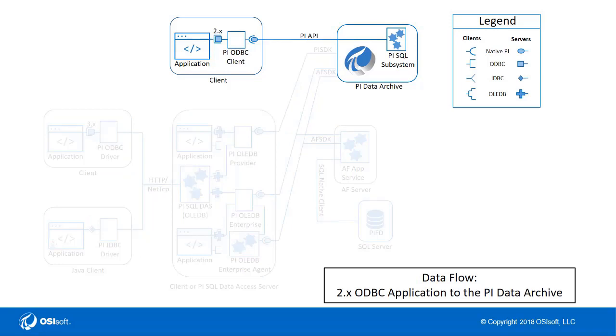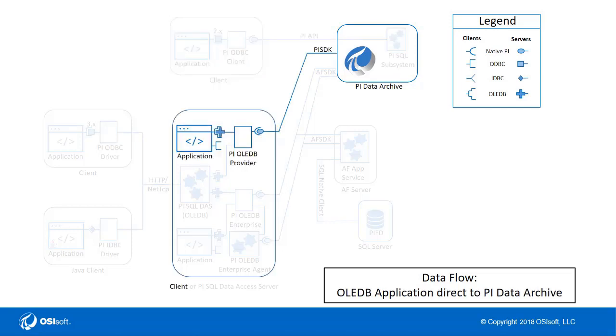If you're using a 2.x ODBC application connecting to the data archive, it would look something like this. PI ODBC client connecting with its PI API to the PI SQL subsystem. If you're using an OLEDB application direct to the PI Data Archive, you'd be using the PI OLEDB provider to use PI SDK to talk to the data archive.